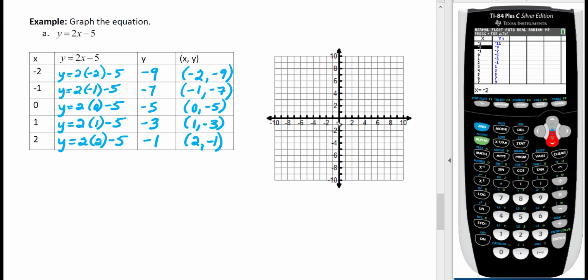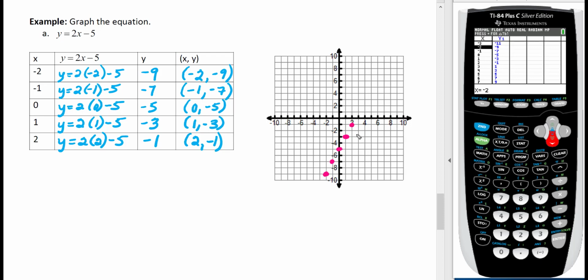So -2, -9. So I go to the left 2 and down 9, to the left 1 and down 7. Just start from the origin center and go down 5. 1, -3, so to the right 1 and down 3, still going to the negatives here. And our last one, to the right 2 and down 1, so it's 2, -1.